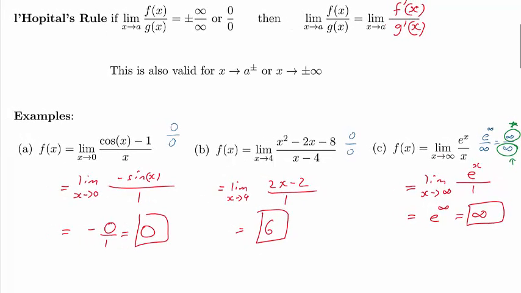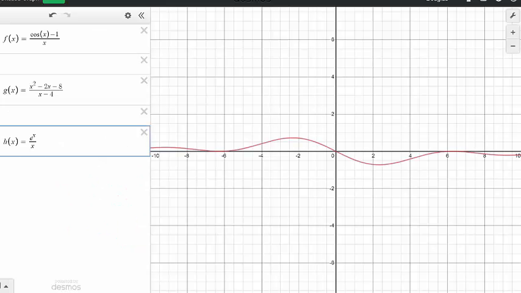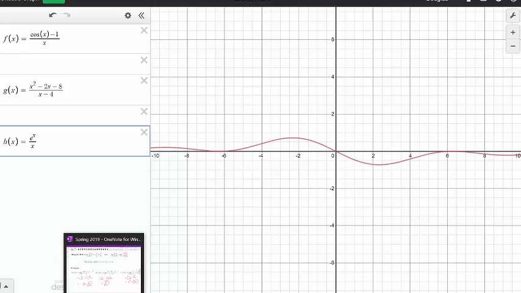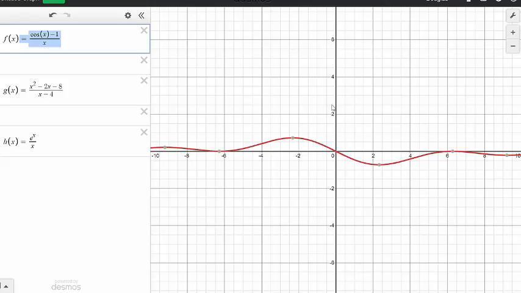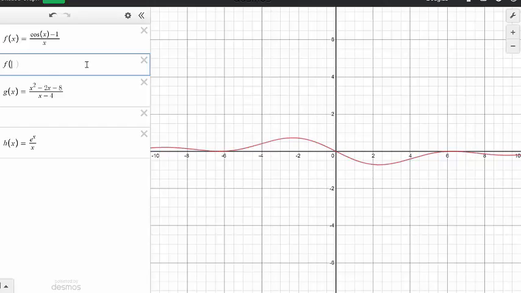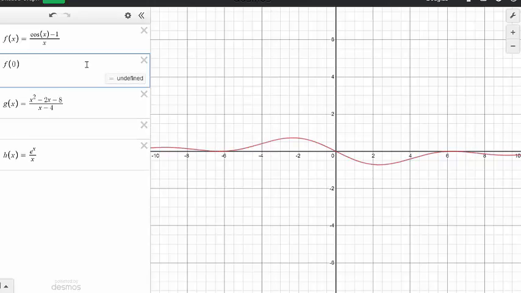Okay, so let's take a look at these on the graphs so we get a good picture in our heads of what's going on. We've got the first example graphed here, that is cosine of x minus 1 all over x. If you look here at 0, which is the limit we're looking for, it is in fact undefined. It's definitely approaching 0, as you can see, but if we plug in f of 0 here, it shows up as undefined.